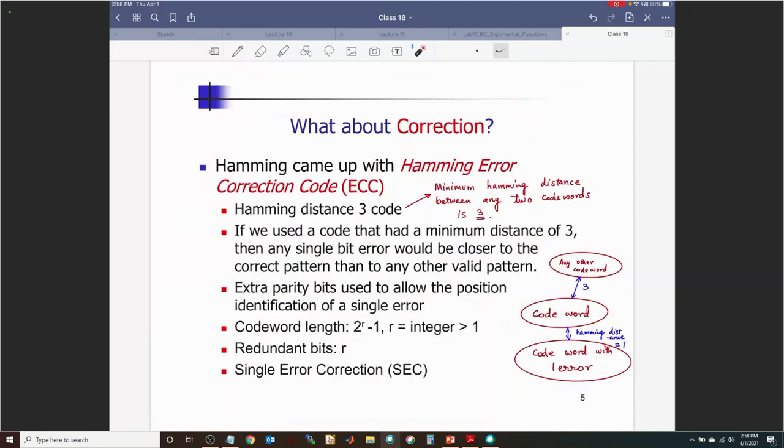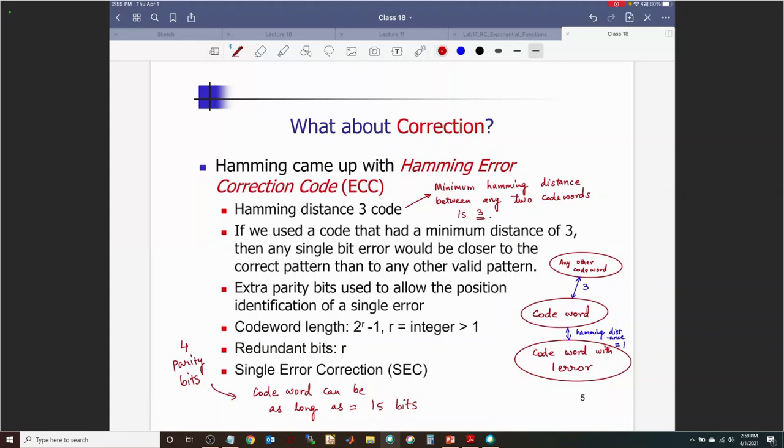So for example, suppose I have 4 parity bits. If I use 4 parity bits, how big can my code word be? I'm using 4 parity bits. How big can my code word be? That's right, 15 bits. 2 raised to R minus 1.